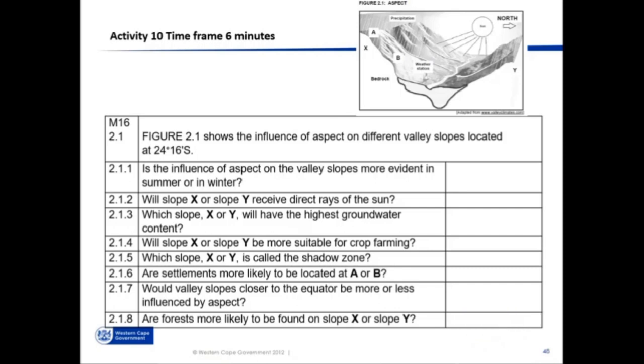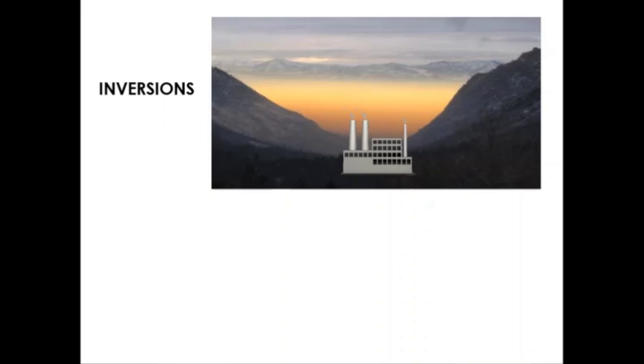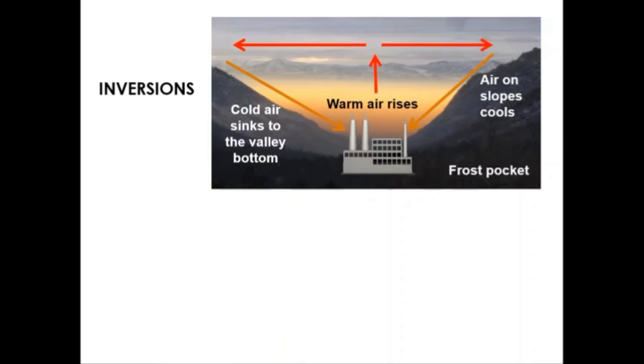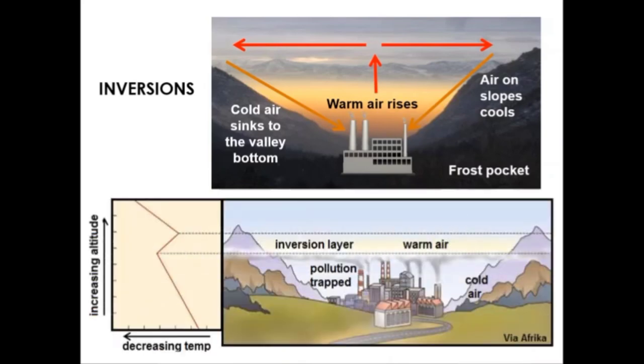Okay, then, go to inversion. Who knows what's an inversion? I'll give you the full picture so that you can see if you can answer. What is an inversion? What is an inversion layer? Okay, so we say as warm air rises, it cools down. As it rises to go higher up into the atmosphere, it cools down. But within an inversion layer, that is warm air.